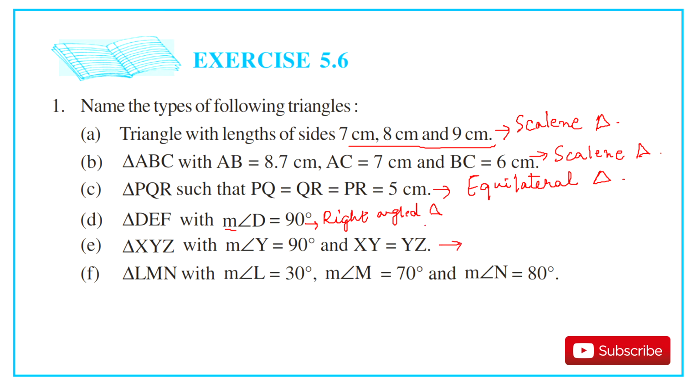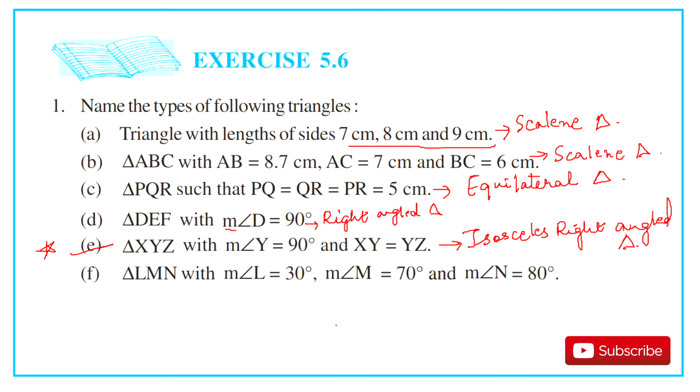Next, E part: triangle XYZ with measure of angle Y equal to 90 degrees, XY equal to YZ. So this is very special as well as very important. This is called an isosceles right angled triangle. Why? Because here they have mentioned both categories for us.